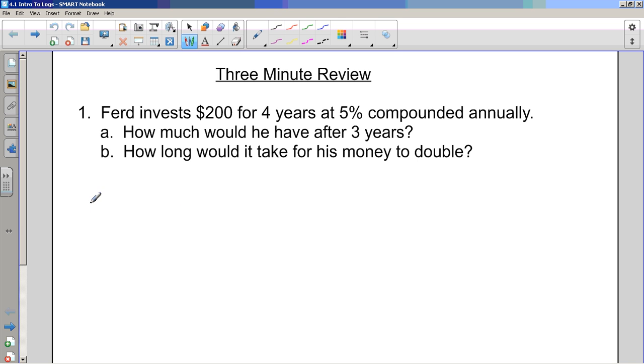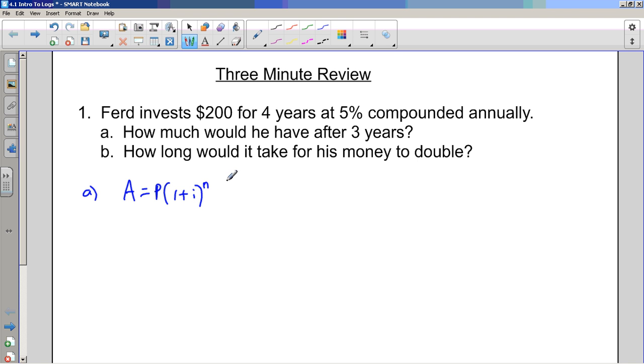The 3-minute review is actually a review from last year, but it might be a formula you're not sure of or didn't remember. This is a compound interest formula, where A is the amount at the end, P is the principal or amount at the start, i is the interest rate per period, and n is the number of interest periods.